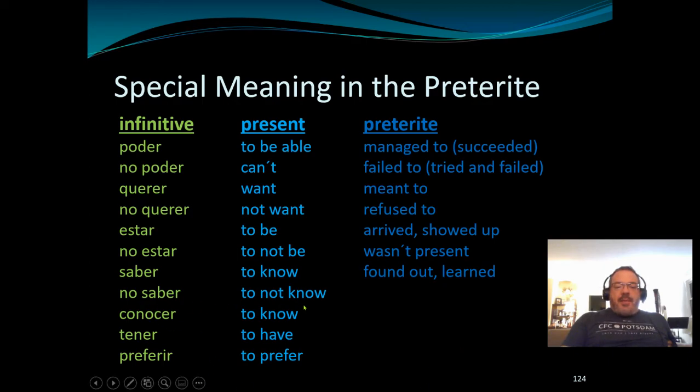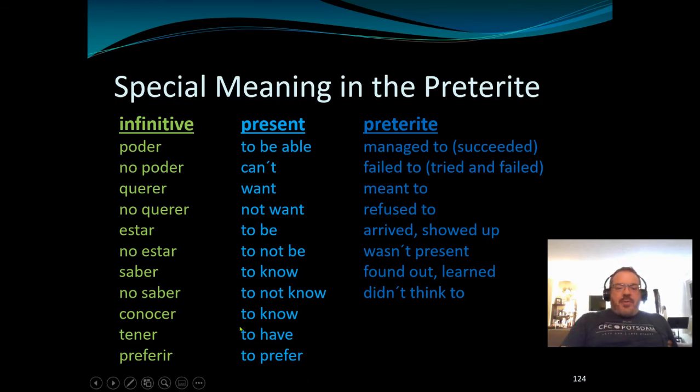How about no saber? It means I didn't think to do something. It didn't dawn on me to do such and such. Oh, I didn't know to buy milk when I went to the store. I didn't think to buy milk at the store. She told me to go to the store and buy milk, and no supe comprar leche. Okay, these are a little bit tricky, right?